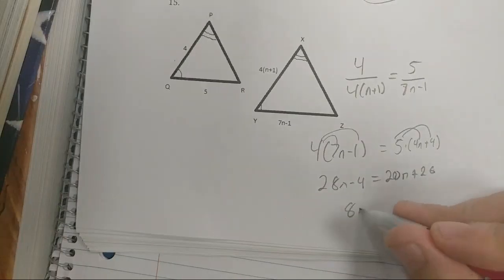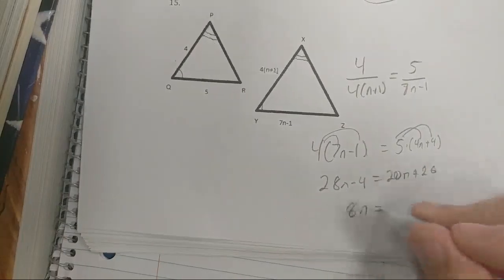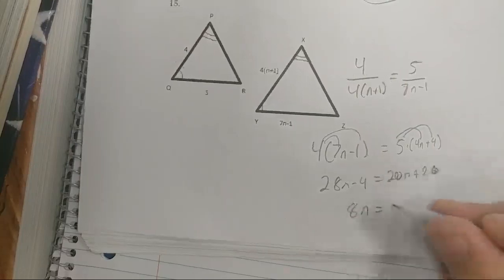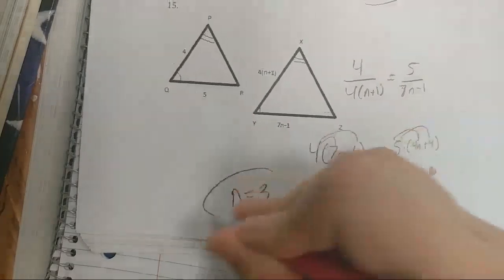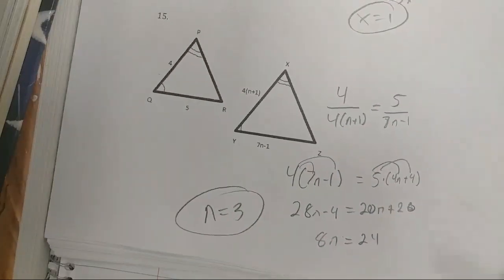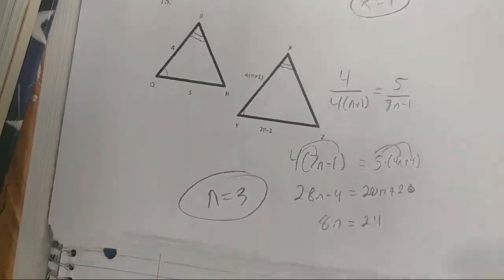So you got to get 8n, I subtract 20n from both sides, and plus 4 on both sides, equals 24. N equals 3. I feel like I remember this answer exactly. Yeah, n equals 3. Remember from here, just divide 8 on both sides.